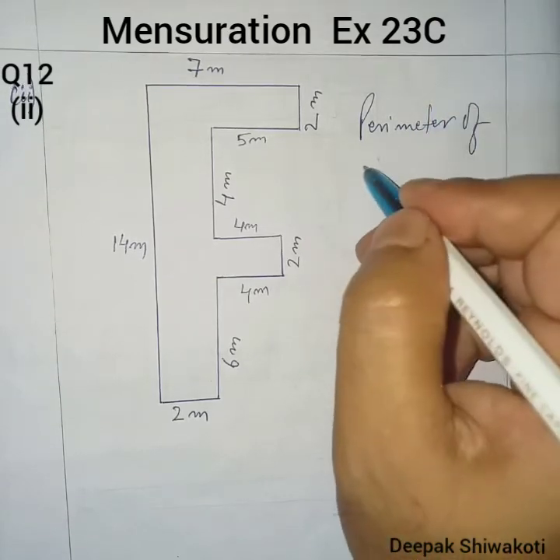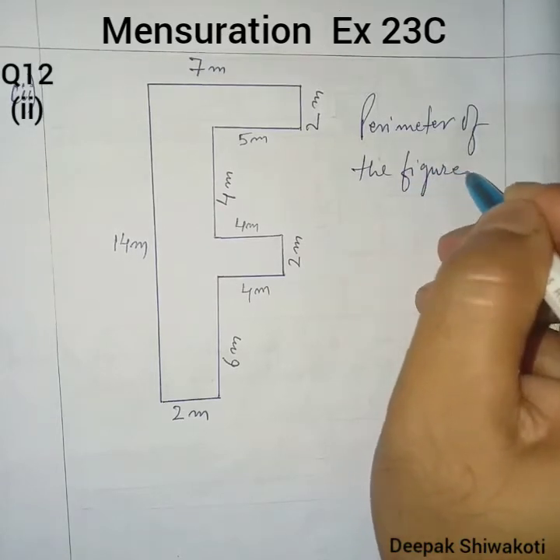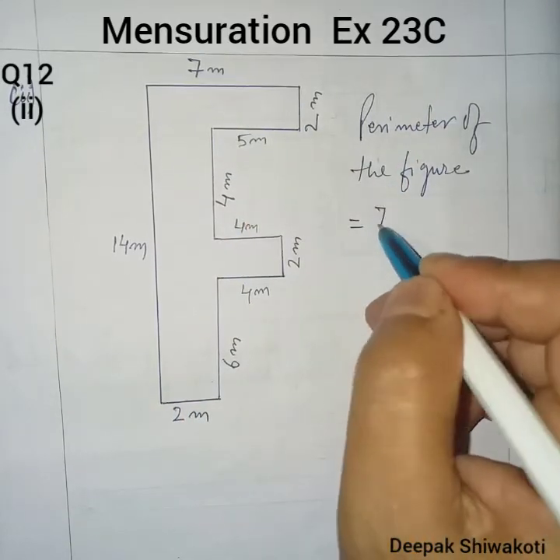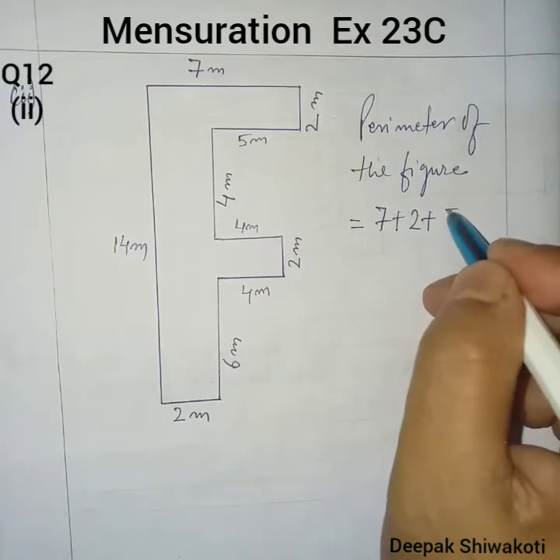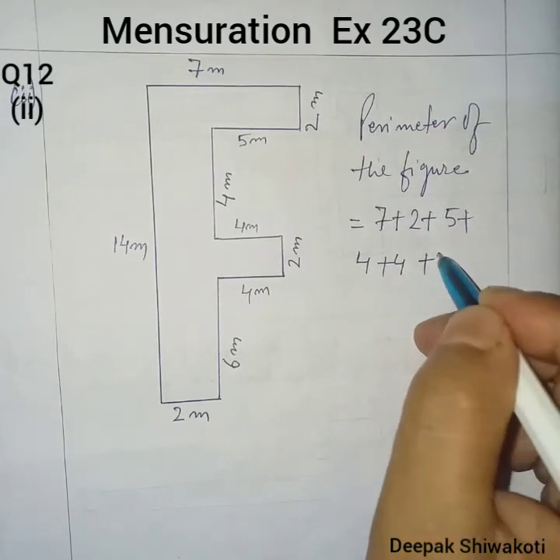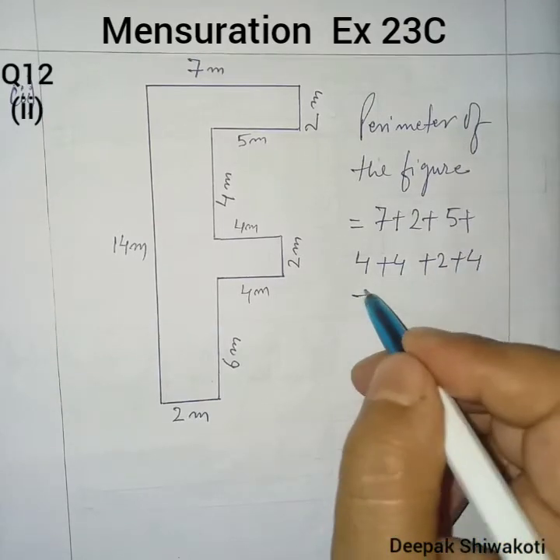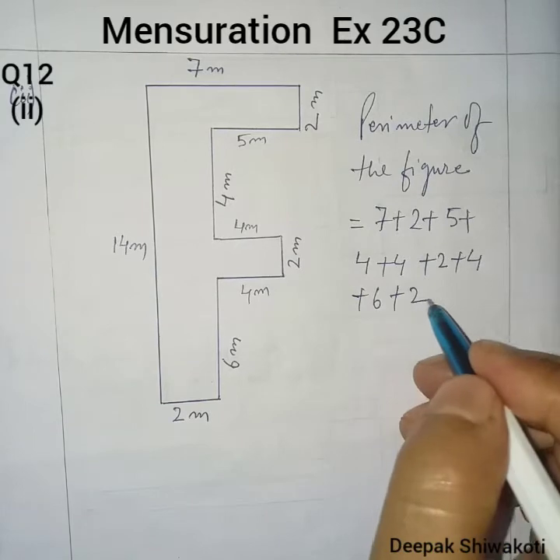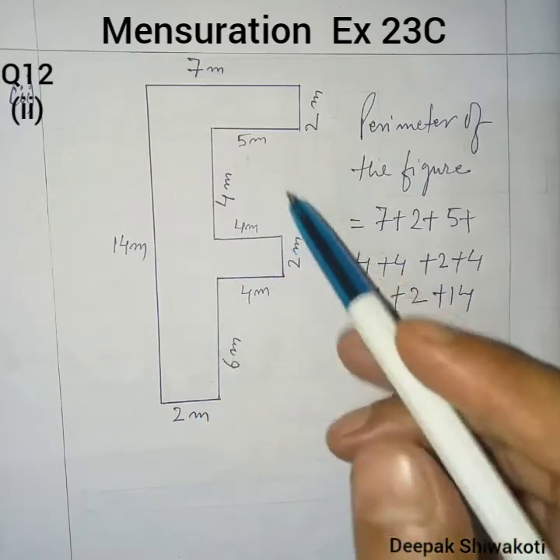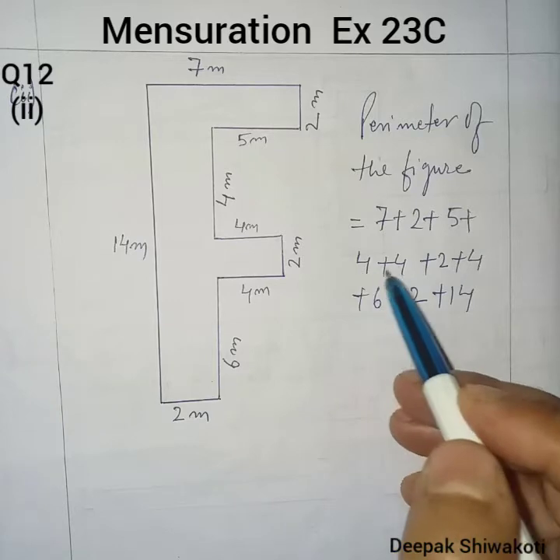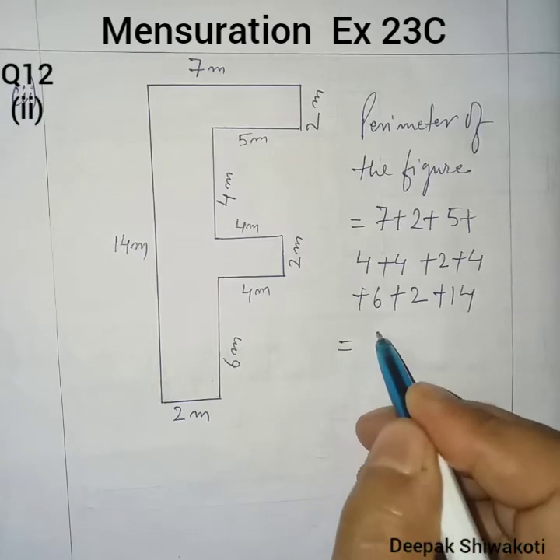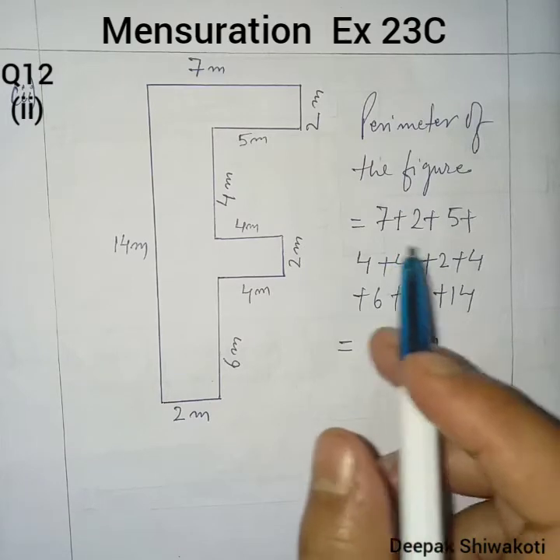Perimeter of the figure will be equal to, from here we are starting, 7 plus 2 plus 5 plus 4 plus 4 plus 2 plus 4 plus 6 plus 2 and plus 14. Okay, 1, 2, 3, 4, 5, 6, 7, 8, 9, 10. 10 numbers are there. So, when you add this, you will get 50 meter as the perimeter of this figure.